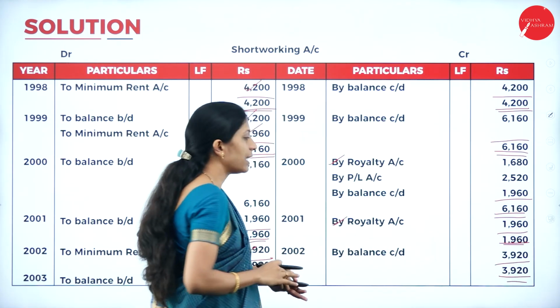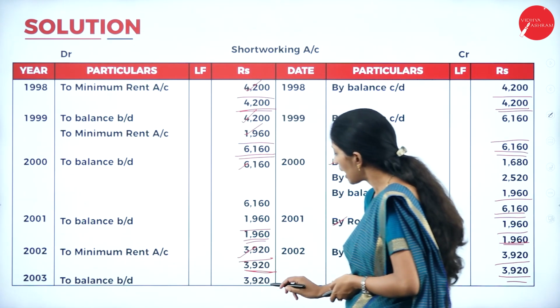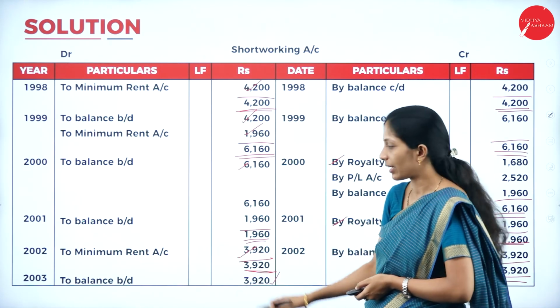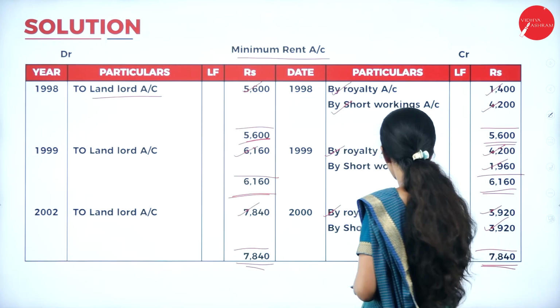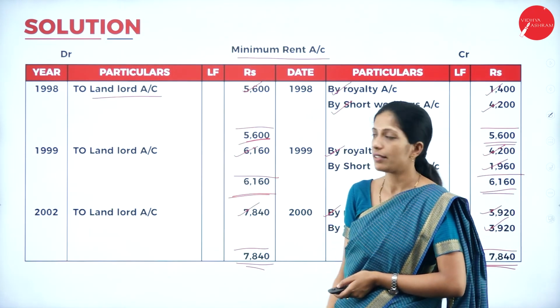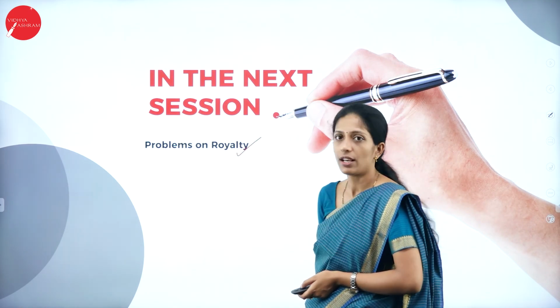So both the sides tally. Whatever the amount you have carried down, bring down that balance and end your short workings account. That is 3,920. Next, the minimum rent account. So both the sides are equal. So we are done. In my next session, we shall discuss one more problem on royalty.